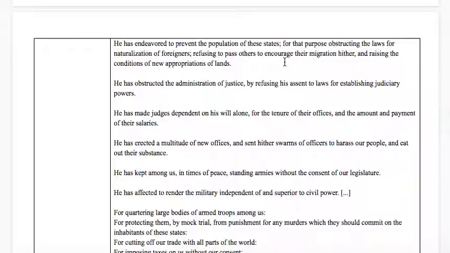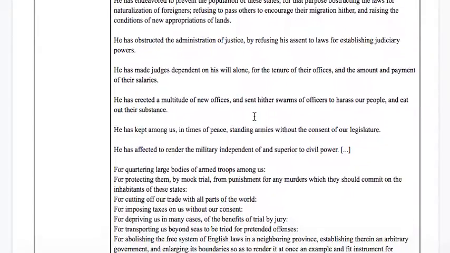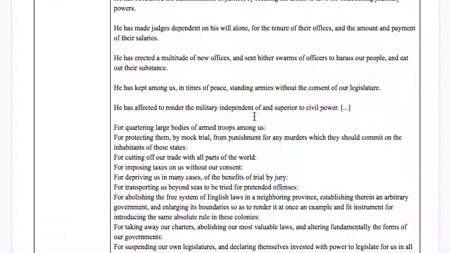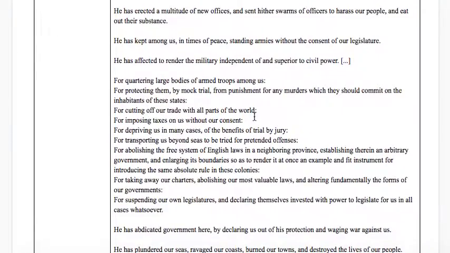All right, hopefully you gathered that that was the Proclamation of 1763, and this stops migration west. Okay, so we can paraphrase this underneath here as stops migration west. All right, so let's hop down here to where it says for quartering, for cutting, for imposing, for all of these things. So for quartering large bodies of armed troops among us, beside that right here, let's put Quartering Act.